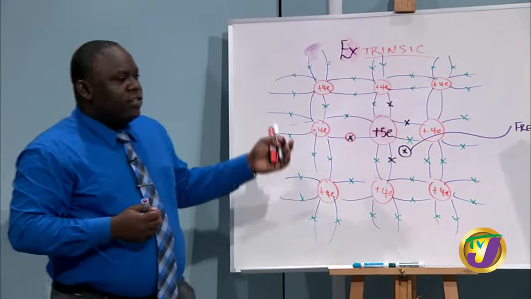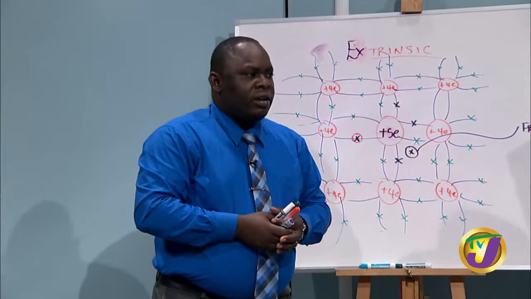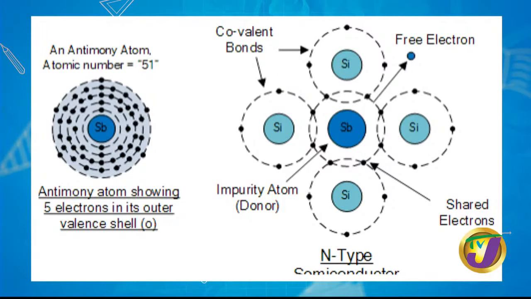Now, let us move back to our PowerPoint presentation. We're going to ask Mr. Green to take you through a discussion to identify the free electron on our board, as we move over to drawing the P-type semiconductor on our whiteboard. Mr. Green.